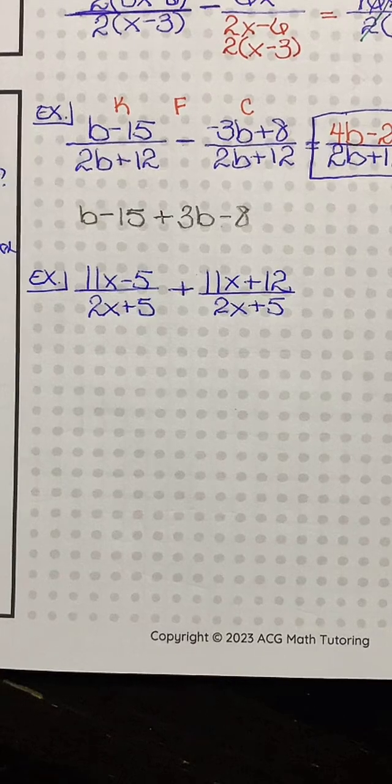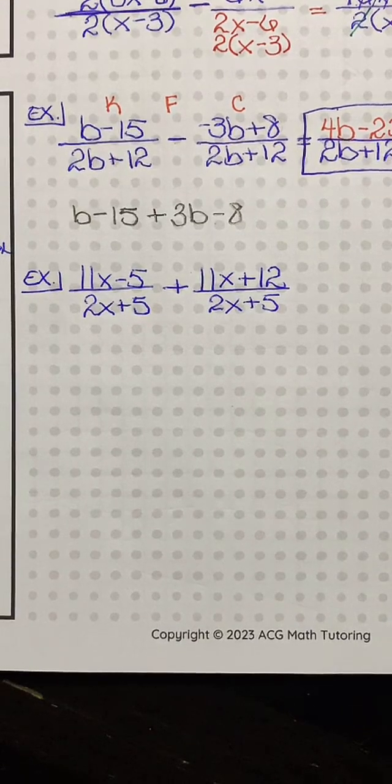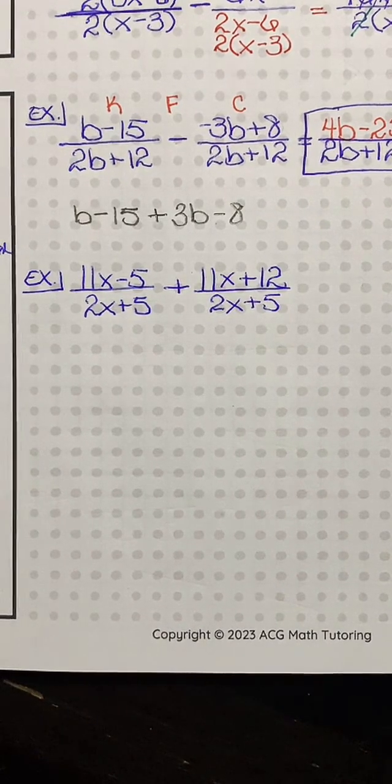All right. So 10x minus 5 over 2x plus 5 plus 11x plus 12 over 2x plus 5. All right. Let me leave you be for a moment. Okay, so don't put your answers up. Let me leave you be for about a good minute. Hold your answers for a moment and give it a try. Okay, give it a try.